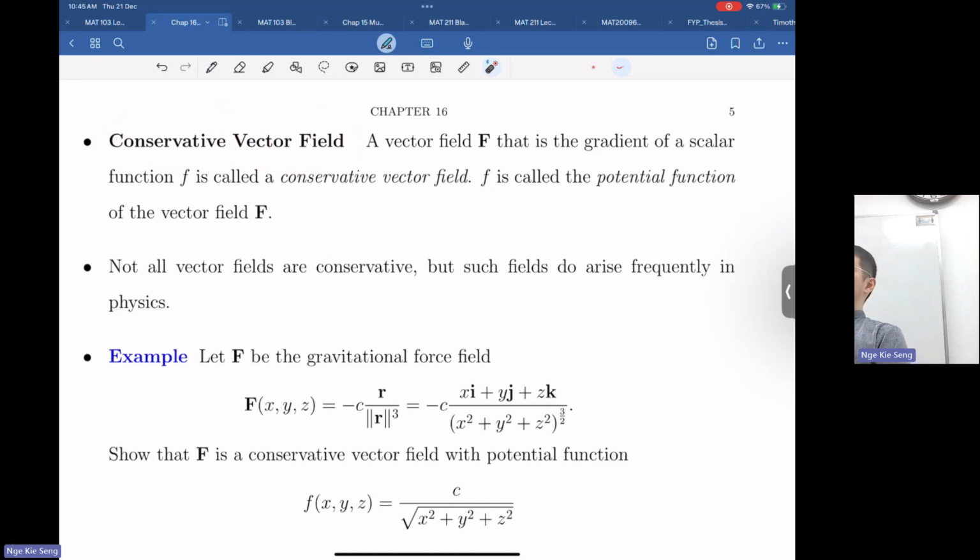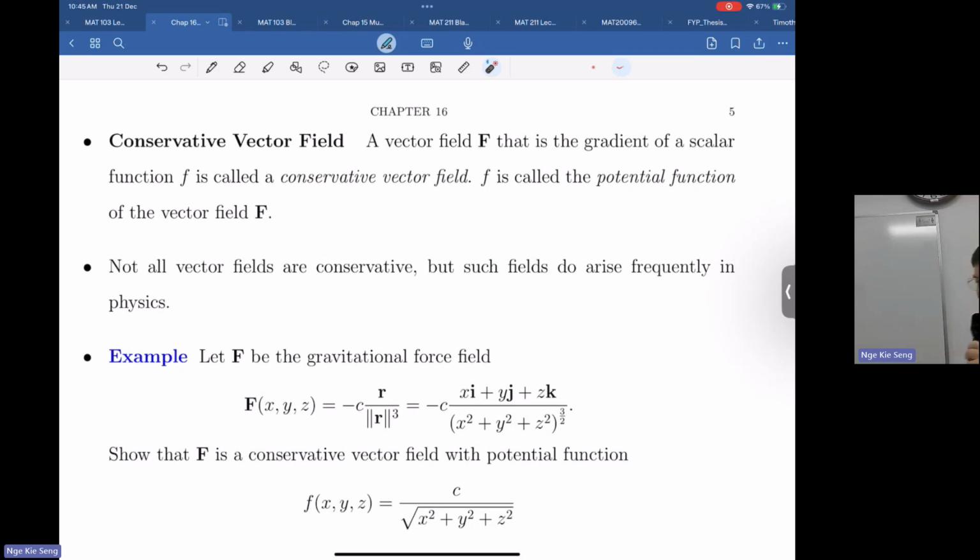How do you split out language here? So you should see that conservative is an adjective. Vector field is a noun. So meaning I know vector field already. I just don't know what is conservative vector field. So you should tell me, if I give you a vector field, how do you decide if or not?